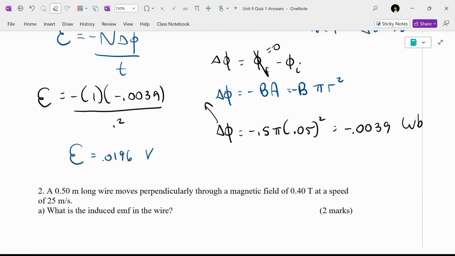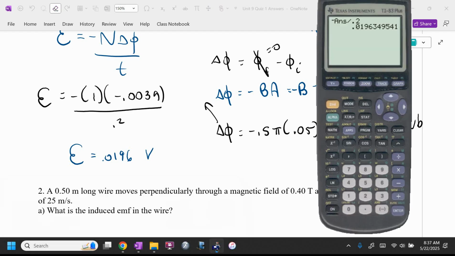0.0196 volts. Is that a big voltage, Achi? Or no? How could you get more? Well, it's a single loop of wire. Put 1,000 loops of wire in there, times 1,000. Yeah, now I'm getting 20 volts. Now that's better. Okay, or change the time or change the magnetic field.